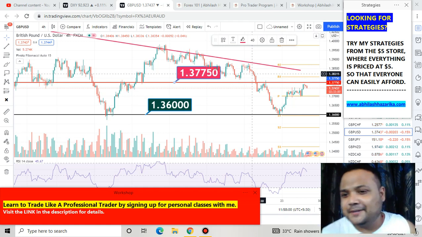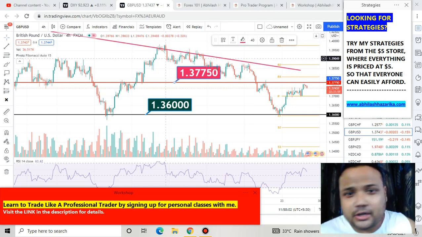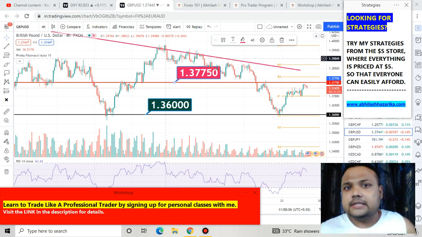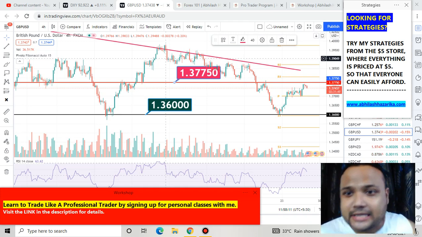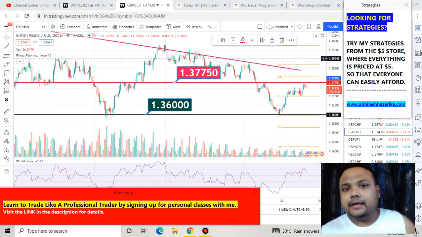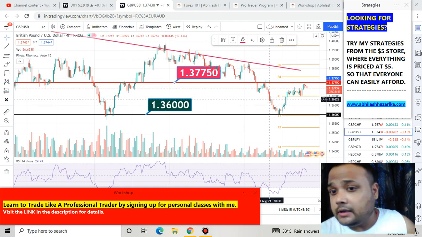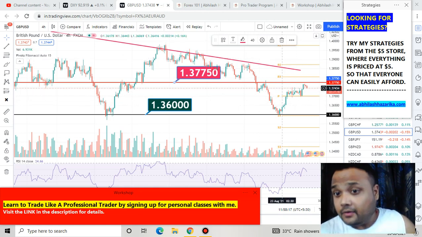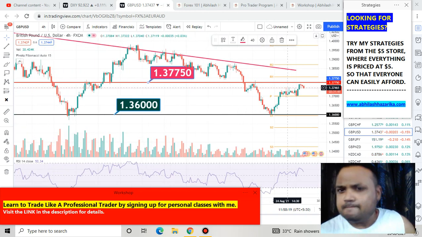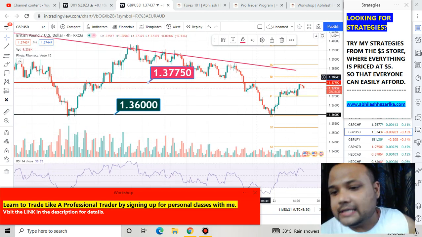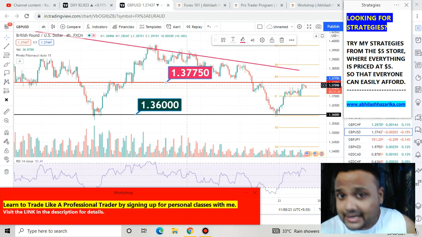So let's get started. This is the 4 hour chart of GBP USD in front of us right now, and if you have watched my yesterday's video on GBP USD, then hopefully you can still recognize these lines. And as expected, GBP USD did move up, and right now you can see that it is facing some kind of resistance at this particular price level.